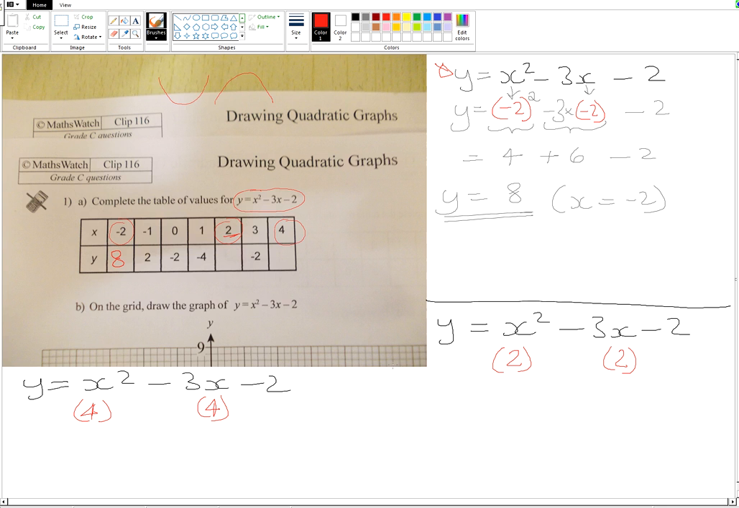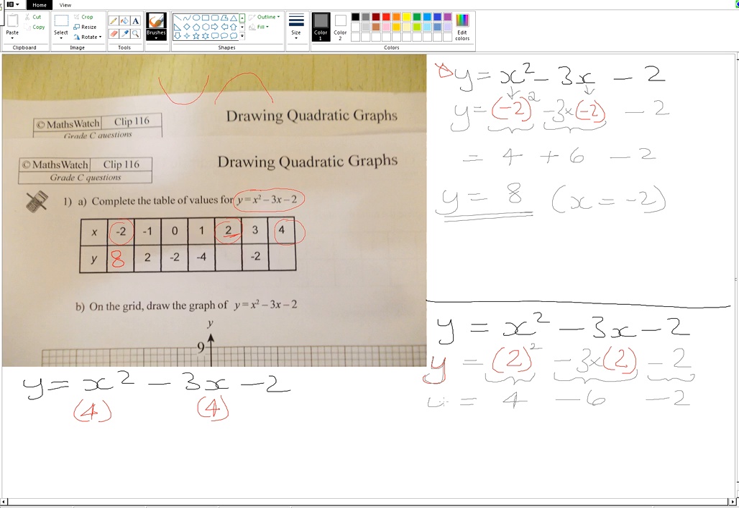Done. Here's the next question. Now we're going to put the value of 2 in there. So we say here y is equal to x. This is the x value. x squared. -3 times x minus 2. So what is 2 squared? 2 squared is 4. What is -3 times 2? -6. What is -2? Just -2.